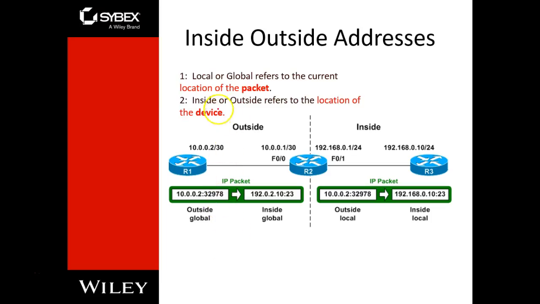Another picture here, and it says local and global refer to the location of the packet. Inside and outside is the device. So the inside is where the device is. So this is going to be inside addresses and then outside addresses.